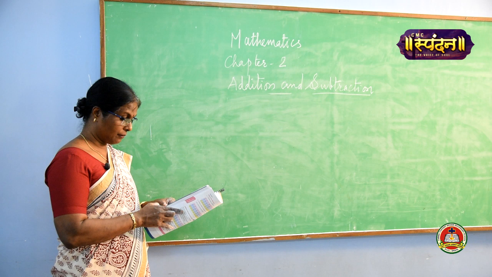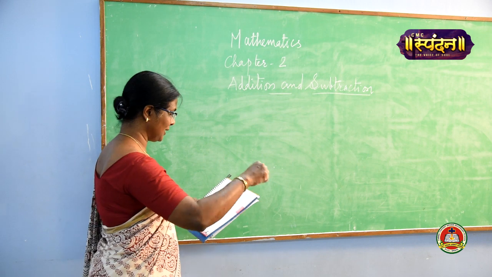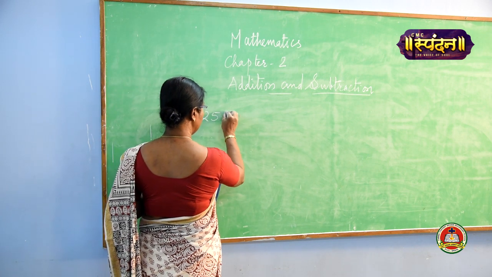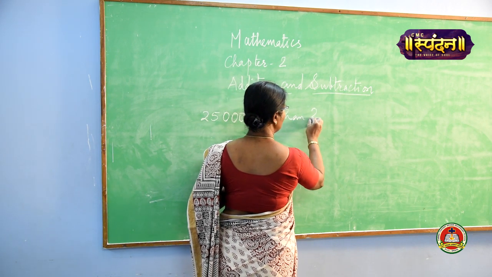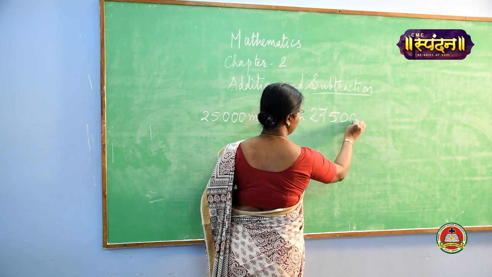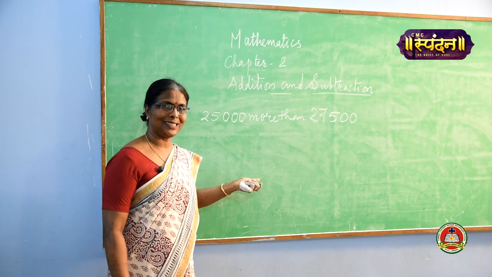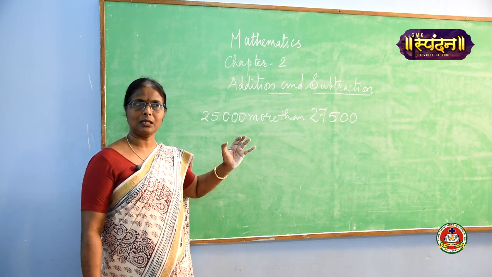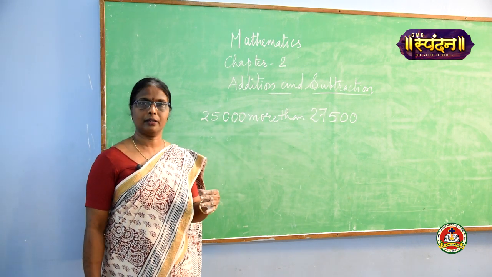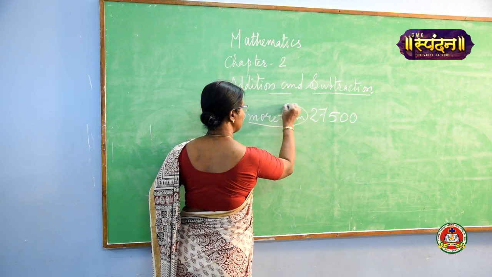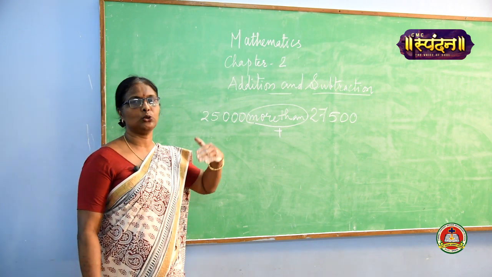See the next one. Sometimes it is not properly given whether to add or subtract, but some statements are given, like 25,000 more than 27,500. This is the sum. Here the sign of addition or subtraction is not given, but it is like a statement. Here this word more than means you have to add these two numbers. Okay, more than means just you have to add it.